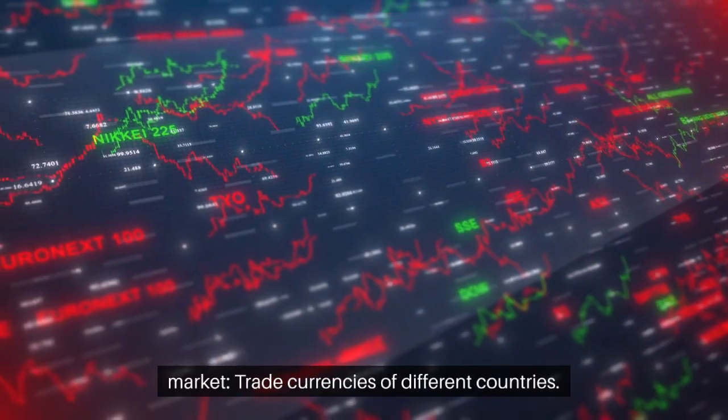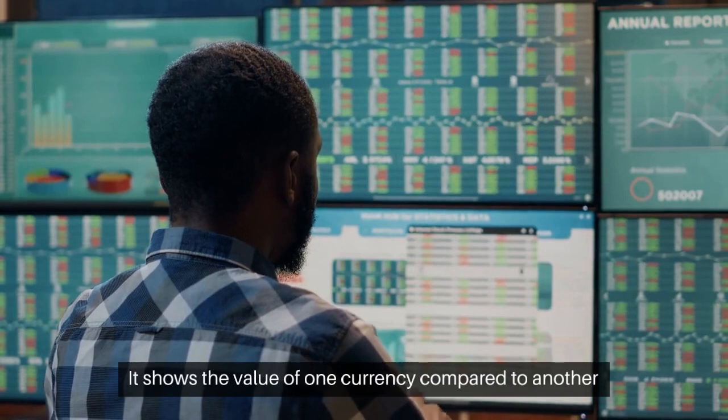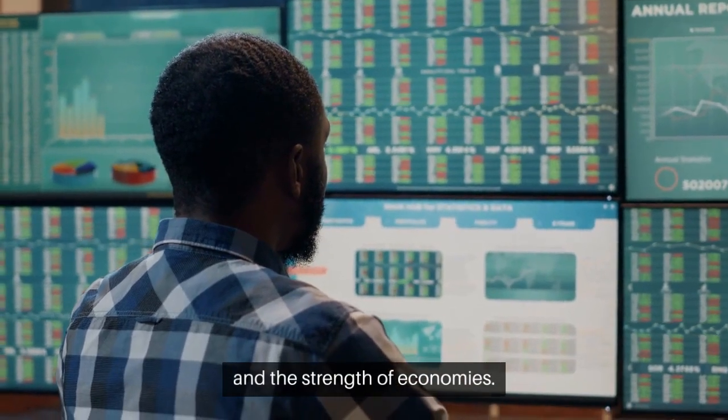3. The forex market: trade currencies of different countries. It shows the value of one currency compared to another and the strength of economies.